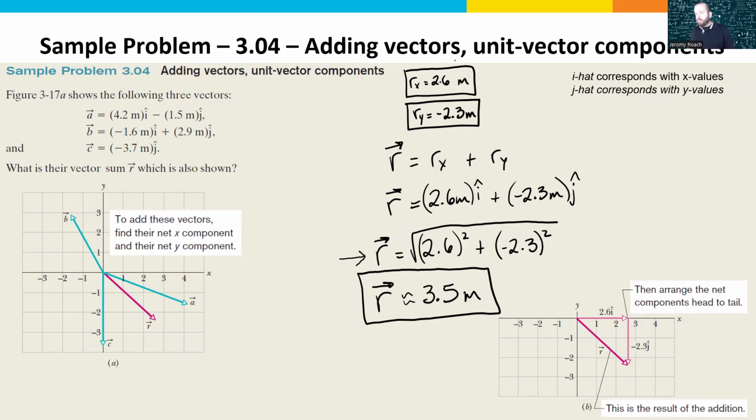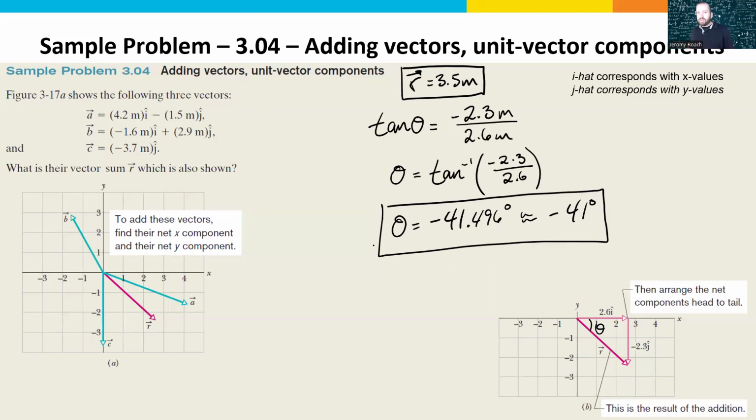A lot of these problems are multi-step problems, or they ask us a lot of different questions about the same problem. So we can also find the angle for this, again, using tangent. For tangent, that's opposite over adjacent. So here's the angle, opposite negative 2.3 over adjacent 2.6. We do the inverse tangent to figure out what theta is, and we get negative 41.496 degrees, or about negative 41 degrees.